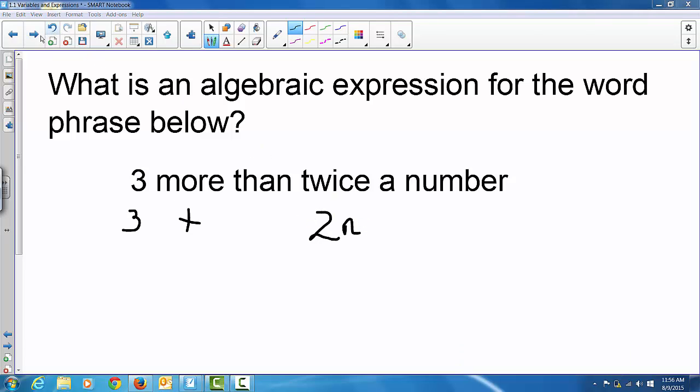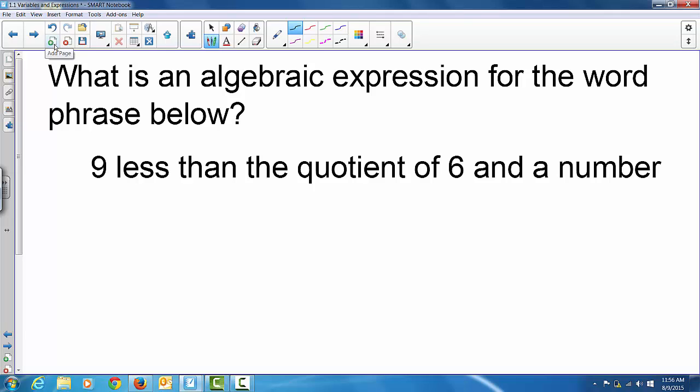All right, so let's go to the next one. An algebraic expression for this word phrase. 9 less than, oh, do you remember that one? Okay. Remember when it says 9 less than, you've got to switch the order, okay? When it says less than, you've got to switch the order. So we're going to come over here and we get the quotient of 6 and a number. Quotient is division, so it's 6 divided by n, minus 9. So it's 9 less than the quotient of 6 and a number.